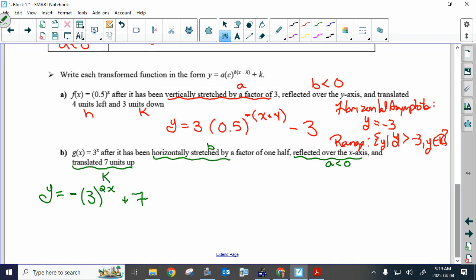Horizontal stretch by a factor of 1/2 means that in the equation, we take the reciprocal of the b value, the reciprocal of that horizontal stretch. So your b value is 2. If you're reflecting across the x-axis, you're going to impact y's. A and k change y's, and then we're translated 7 units up. Okay, if I were to say give me the mapping, what would the mapping be? Write it.